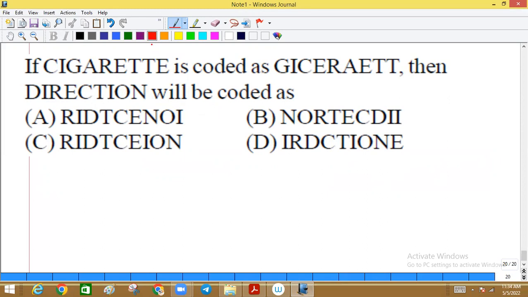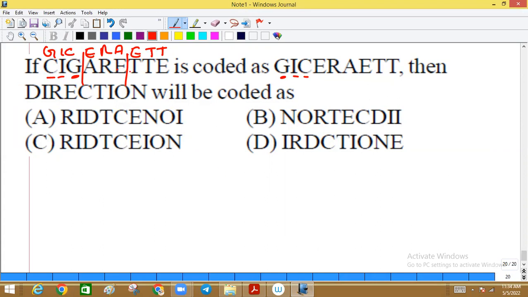What is the answer? First, what is here? G. So check where is G. G is here. What's the next letter here? I. Check where is I. I is here. Then what is here? C. The moment I see, it is dividing into how many letter blocks? Three-letter blocks. So divide into three letters, and then you try to reverse it. So CIG becomes GIC. ERE becomes ERA. TTE becomes ETT.